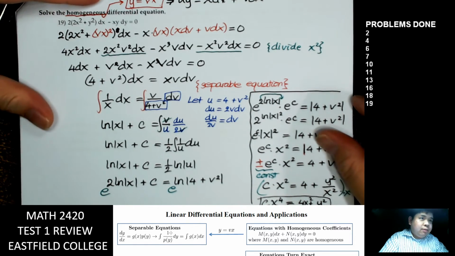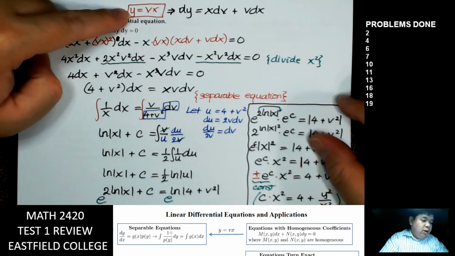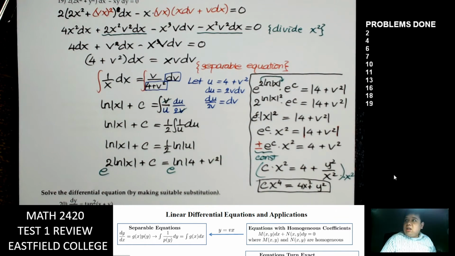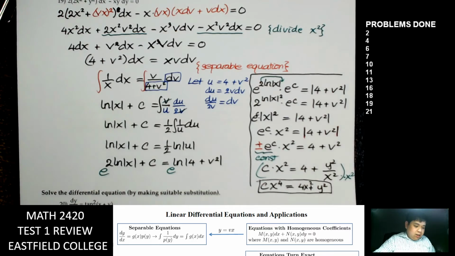So that is the substitution. That is the answer. Next, I think we did something like 20 in class, so we're not going to do that here. We'll do 21 instead.